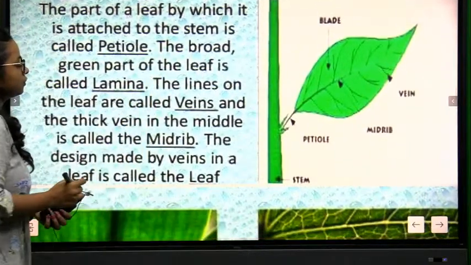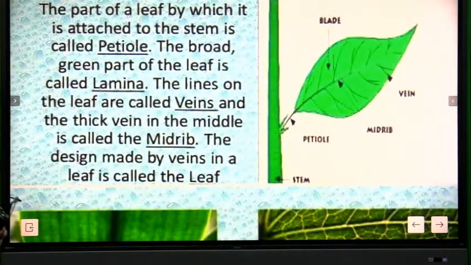The part of a leaf by which it is attached to the stem is called the petiole. The broad green part of a leaf is the lamina, and the lines on the leaf are called veins, and the thick middle vein is called the midrib. The design made by veins in the leaf is called venation.